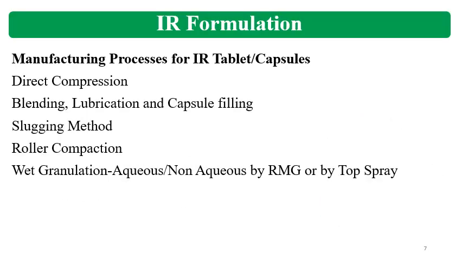Manufacturing processes for IR formulation involve direct compression, then blending, lubrication, and capsule filling for hard gelatin capsule, slugging method, roller compaction method for dry granulation, and also the granules can be prepared by using the wet granulation approach, which may be aqueous or non-aqueous, and the equipment may be a rapid mixer granulator or top spray.